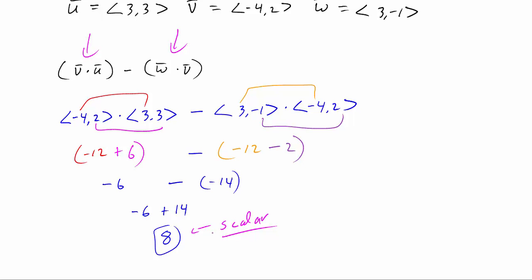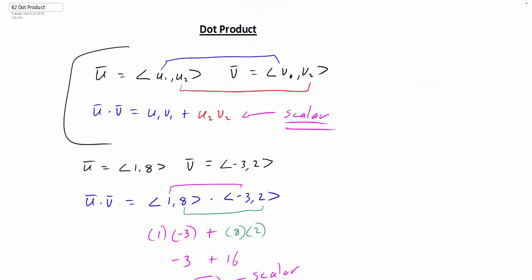In other words, we have an answer with only magnitude and there is no direction. Okay, so here hopefully you're familiar now with the dot product. Just keep in mind that when you multiply two vectors together using this dot product, your answer will be a scalar.